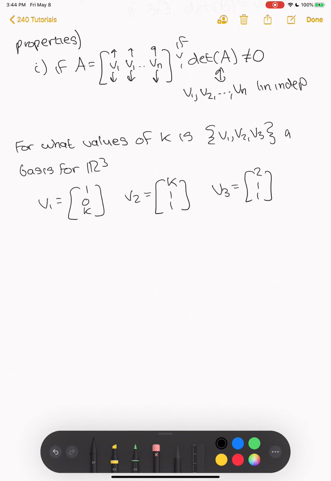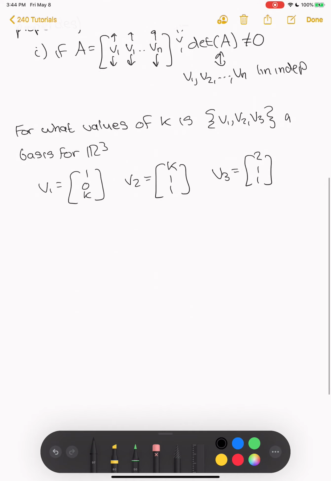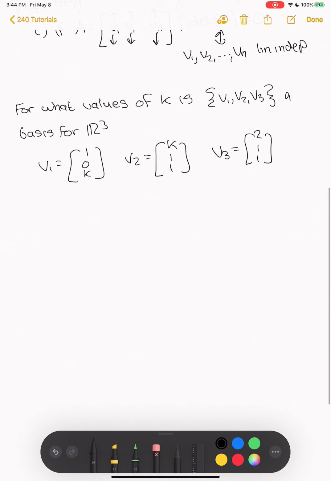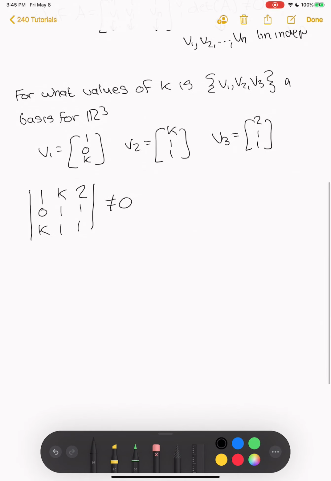So there are a couple ways of doing it. First of all, you can just solve it out. But the quickest way is just doing the determinant. So you know that if the determinant of these column vectors here, (1, 0, k), (k, 1, 1), and (2, 1, 1), is not 0, then those are exactly the cases when you have linear independence among these three vectors here. So you can do this determinant out, and you end up with the relation k squared minus 2k should not equal 0.